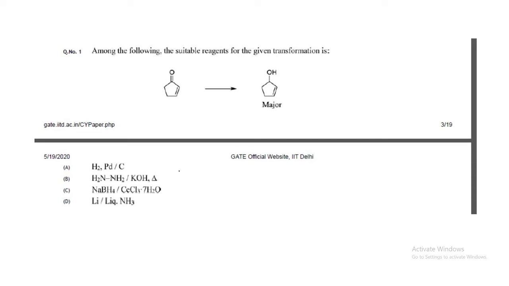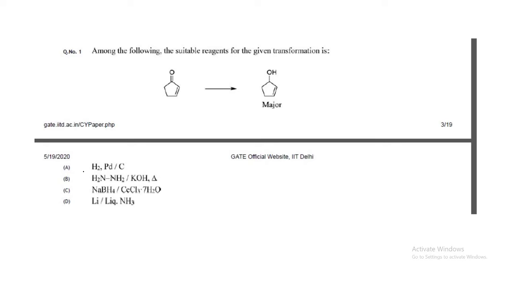So today I am going to discuss two questions from GATE chemistry paper 2020. The first question. In the first question, it is asked, among the following, the suitable reagents for the given transformation is. In the starting material, we have been given an alpha beta unsaturated ketone, and we have an alcohol as a product. There are four options.